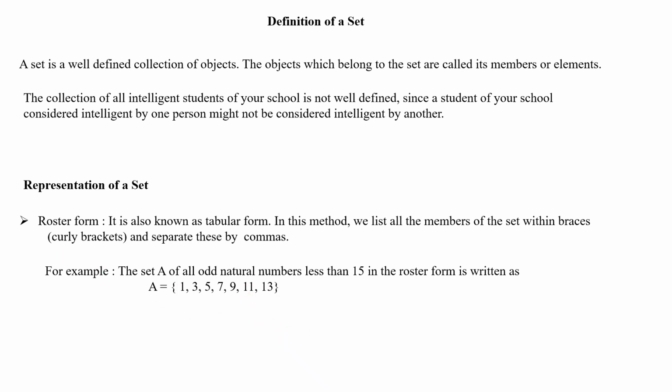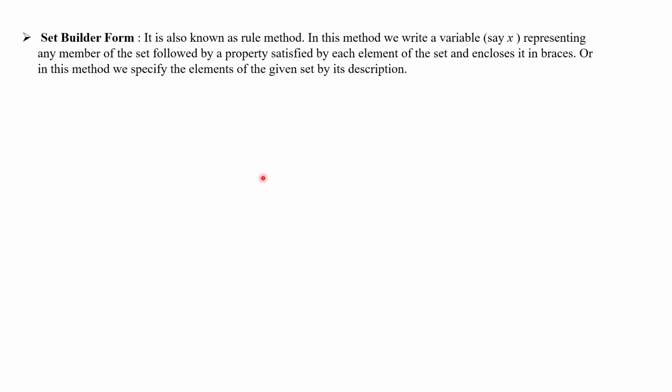So the first one is roster form. Now the second type of representation is set builder form. This is also known as the rule method. In this method we write a variable, suppose x, representing any member of the set, followed by a property satisfied by each element of the set, and this is also enclosed in braces. Or in this method we specify the elements of the given set by some description.